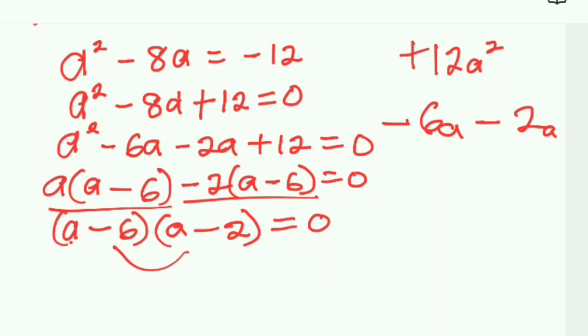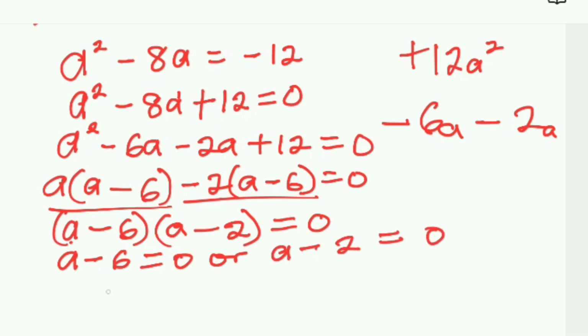If the product of these two is equal to 0, then that means one of them must be 0. So a minus 6 equals 0, or a minus 2 equals 0. And so we say a equals 6, or a equals 2. And so the value of a is 6 or 2. We've solved this using the factorization method.